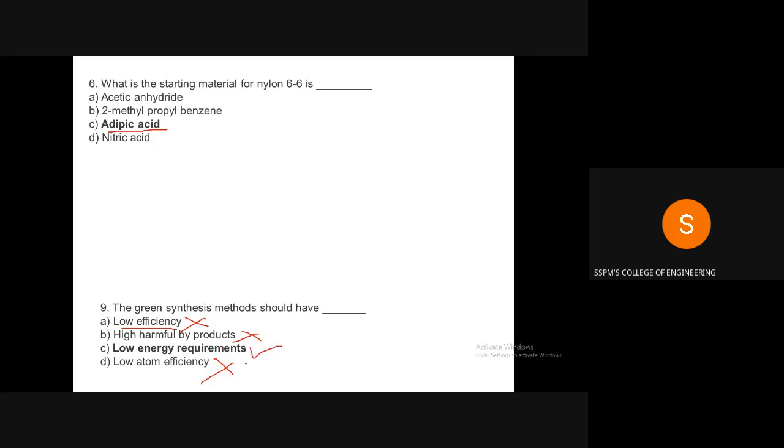I have already talked about the green chemistry principle in which I gave the example of microwave synthesis. One reaction requires 1 hour or 2 hours, and in a microwave reaction it can happen within 5 minutes. So a green reaction is a 5 minute reaction, so we can save energy. That's why microwave reactions are green reactions, with low energy required.